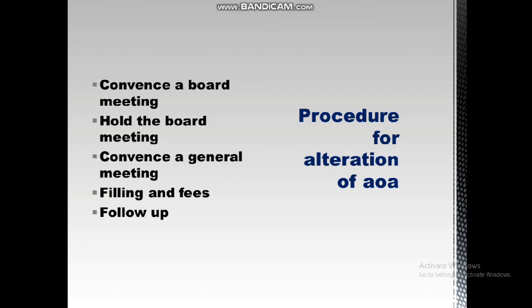Step 4 is filing and fees. File form number MGT-14 with the registrar along with the requisite filing fees within 30 days of passing the special resolution, along with the given documents, that is, certified true copies of the special resolutions along with the explanatory statement, a copy of the notice of meeting sent to members along with all the annexures, and third one is a printed copy of the altered articles of association.